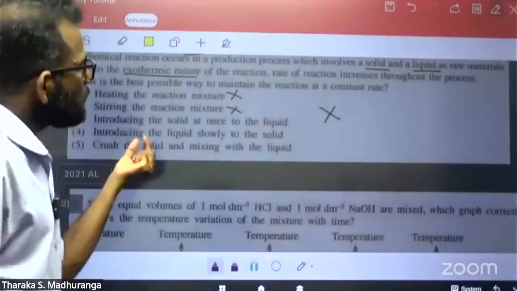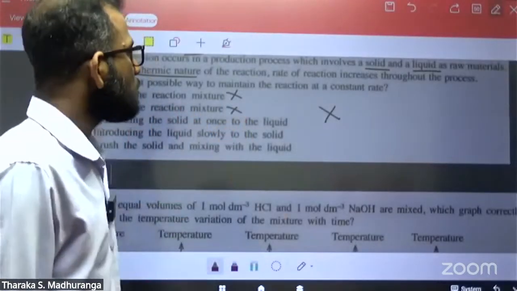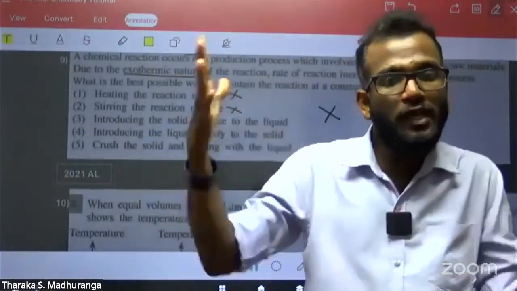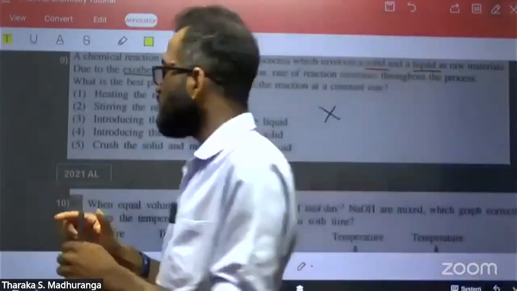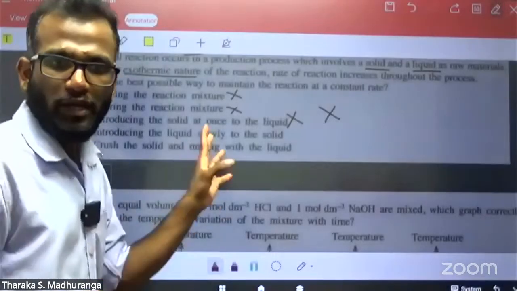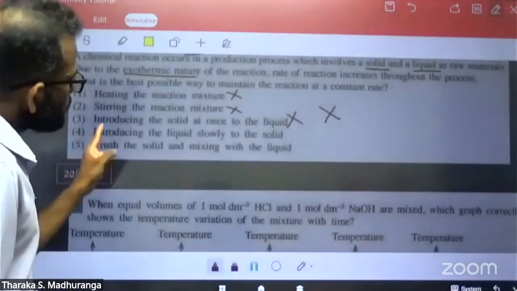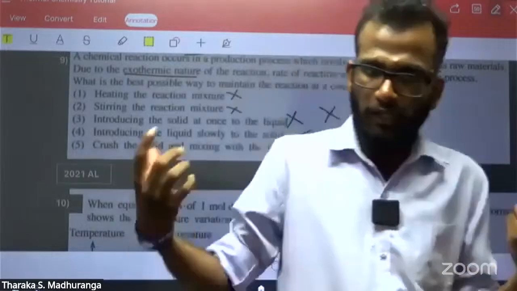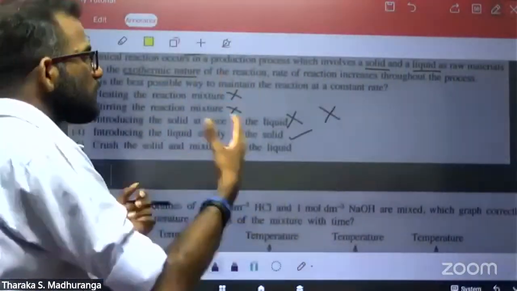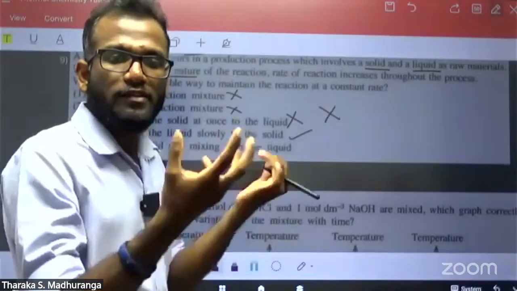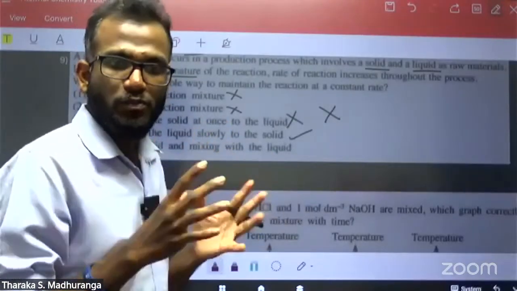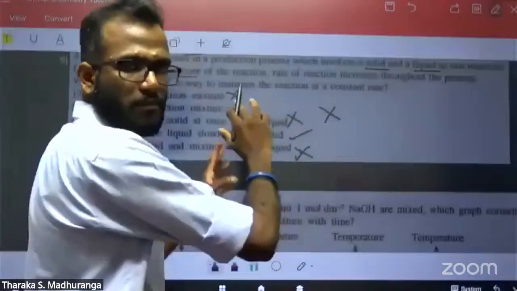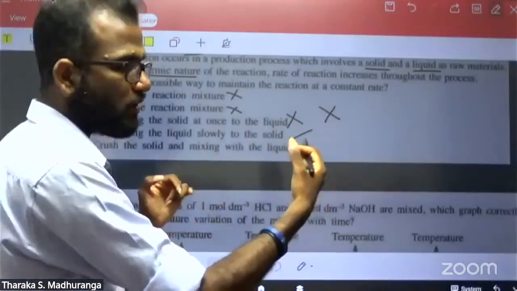Introducing the solid at once to the liquid. Then what happens? Huge heat is produced at once. Then it is not recommended. Introducing the liquid slowly into the solid? Yes, this is the recommended method. Crush the solid, then mix in the liquid. When crushing, the surface area increases. When crushed into small parts, the surface area increases. Okay, the full idea of this question you can get after completing the next lesson. Okay, the answer is 4.